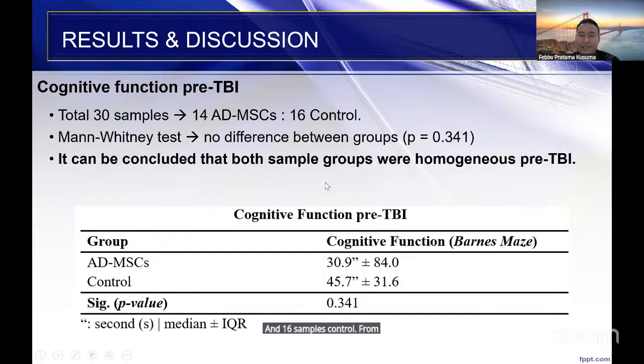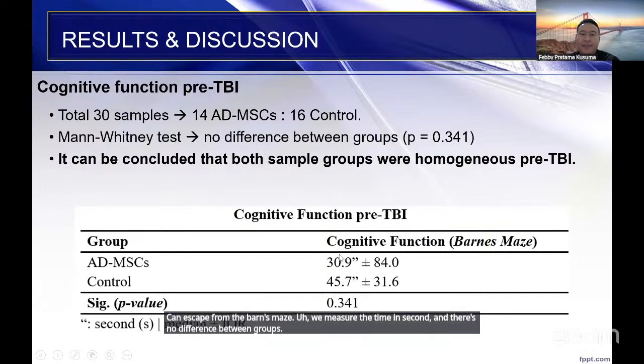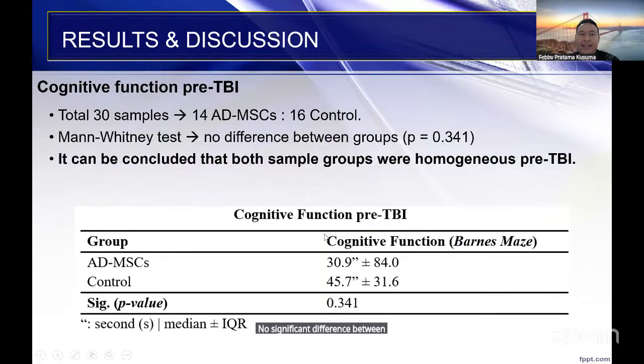From the Barnes maze evaluation, both groups, the therapy and control group, could escape from the Barnes maze. We measured the time in seconds, and there was no significant difference between groups at the start of the study, so it can be concluded that both groups were homogeneous pre-TBI.